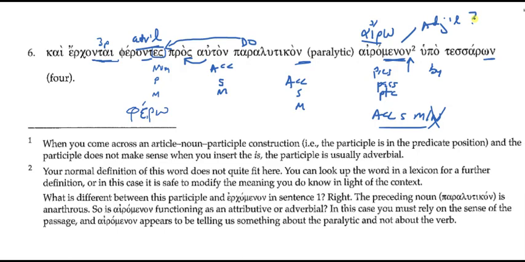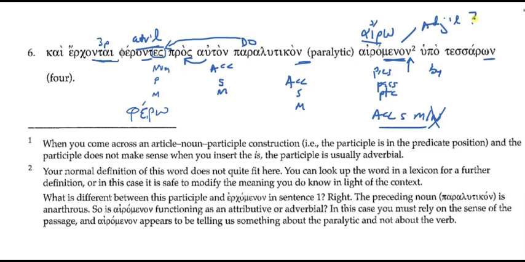But here it's a paralytic being carried. Okay? Now, if you wanted to insist that this were an adverbial participle, that's not an impossibility here either. But then the focus would be something like the temporal notion, carrying to him a paralytic while the paralytic was being lifted by four.